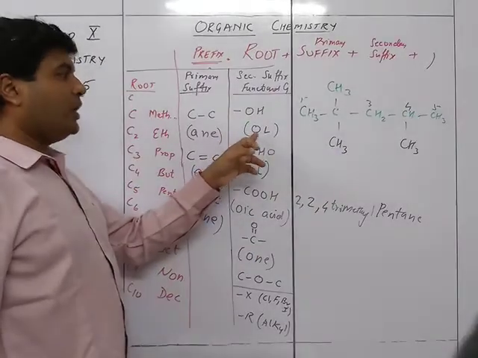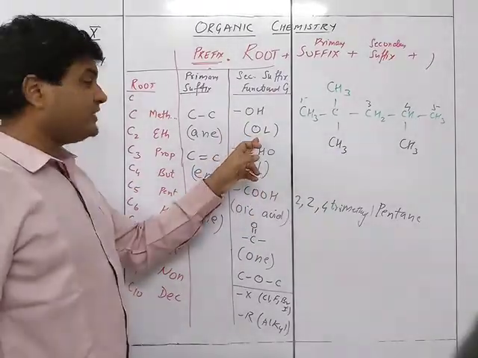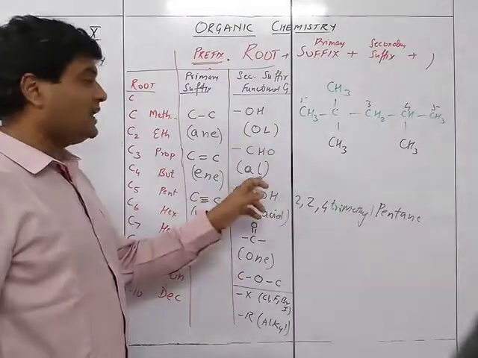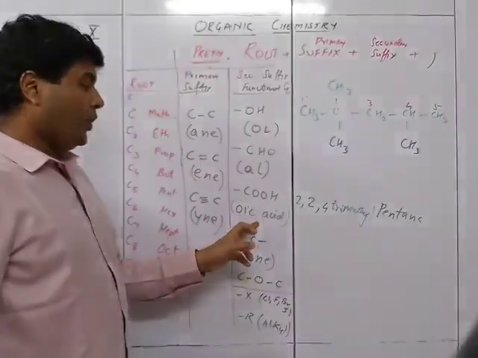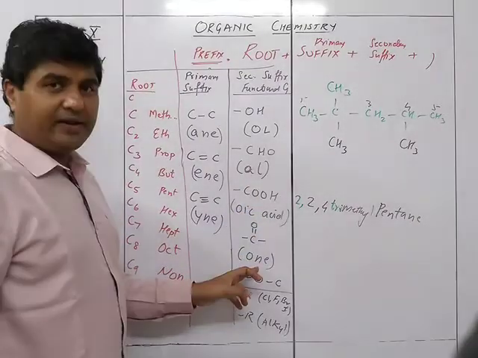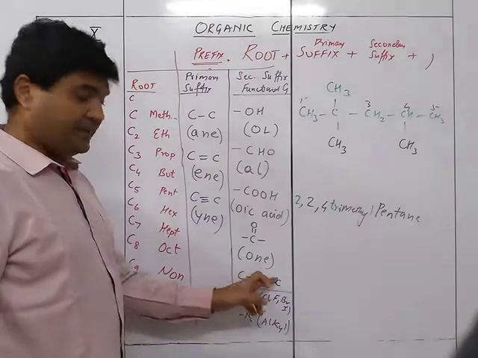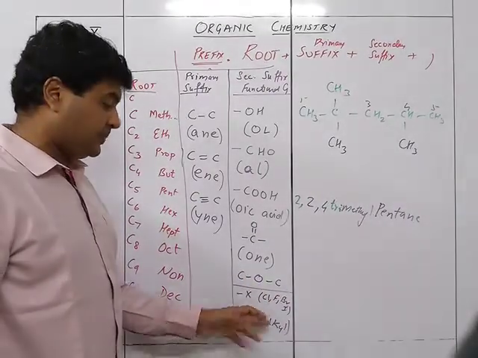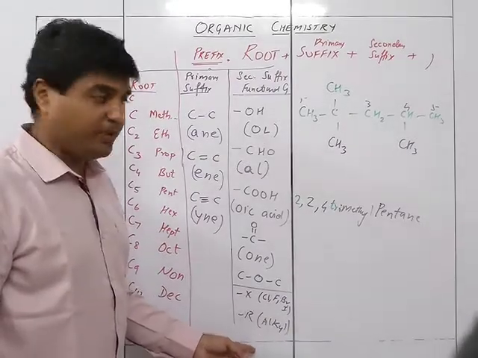It could be alcohol, for OH. This OH is alcohol, which is ol. It will be attached at the end. Al will be attached if it is an aldehyde. Oic acid will be attached in the case of carboxylic acid. One in the case of ketone. Then there is ether. And finally the chloro, fluoro, bromo, iodo, which are prefixes, and also the alkyls will be prefixes.